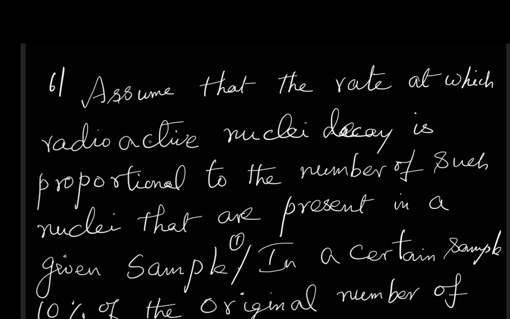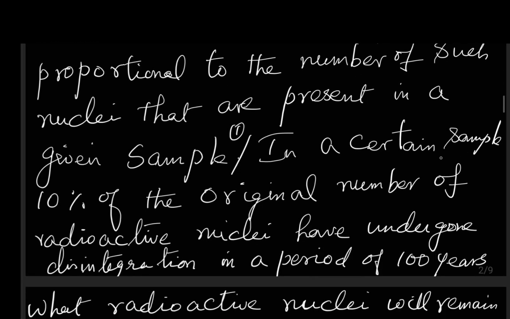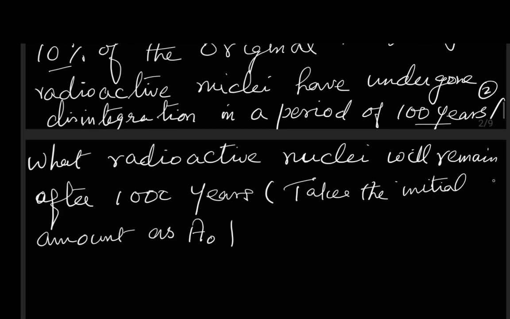See the first sentence: the rate at which the radioactive nuclei decay, that is reduces, is proportional to the number of such nuclei present. Then in a certain sample, 10% of the original number of radioactive nuclei have undergone disintegration in a period of 100 years. Then what radioactive nuclei will remain after 1000 years? You have to find.